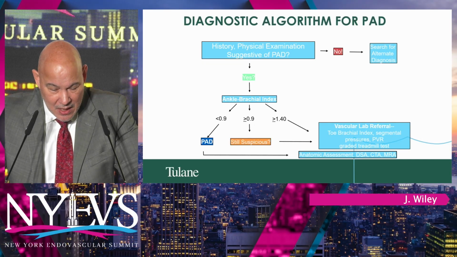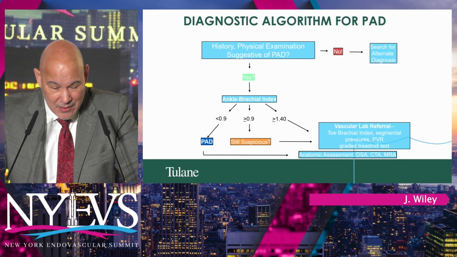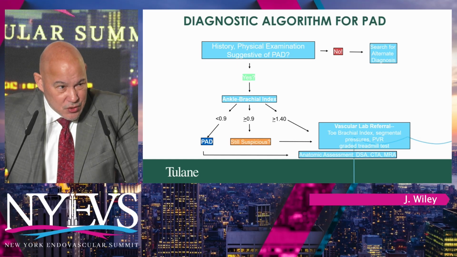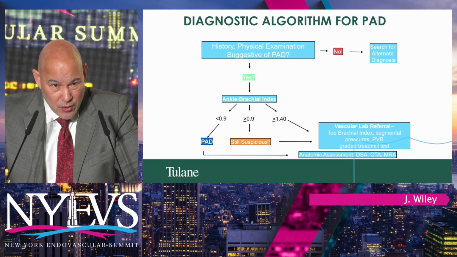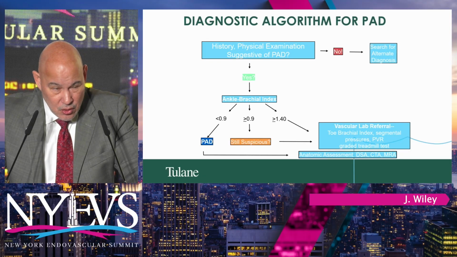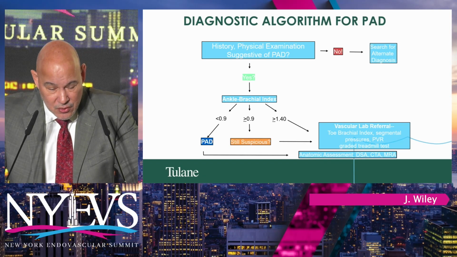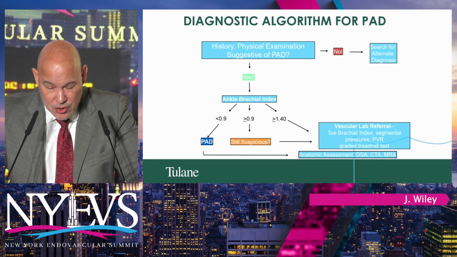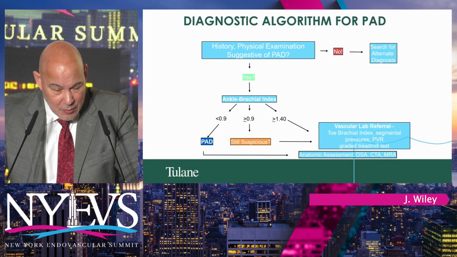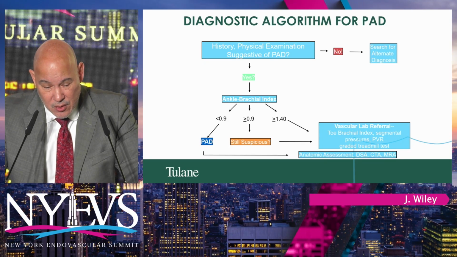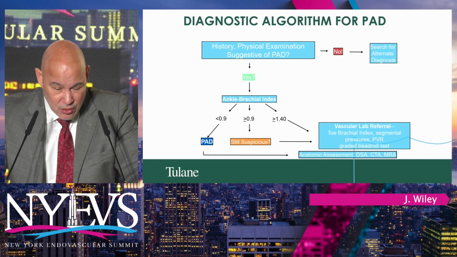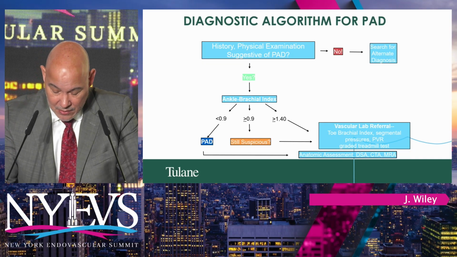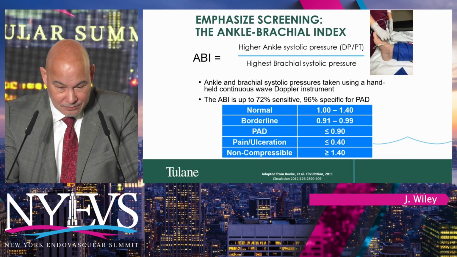However, if the ABI is greater than 0.9 but you're still suspicious that the patient has peripheral arterial disease, because normally over 0.9 and less than 0.4, you do not have peripheral arterial disease, you send them to the vascular lab. And if the patient has an ankle brachial index of greater than 1.4, this suggests non-compressible vessels, and you should also send them to the vascular lab.